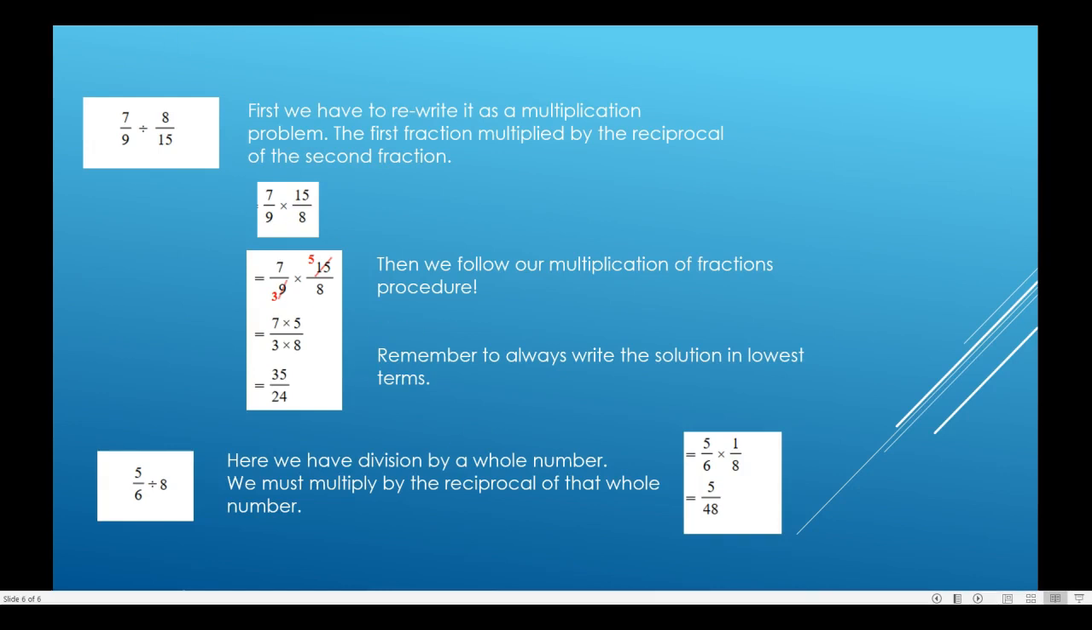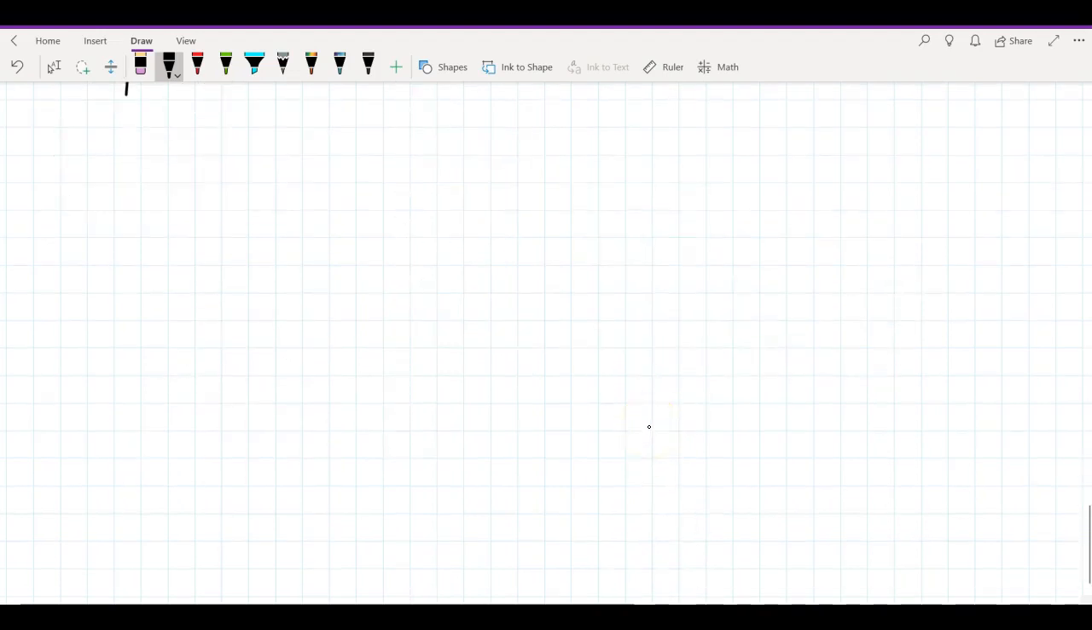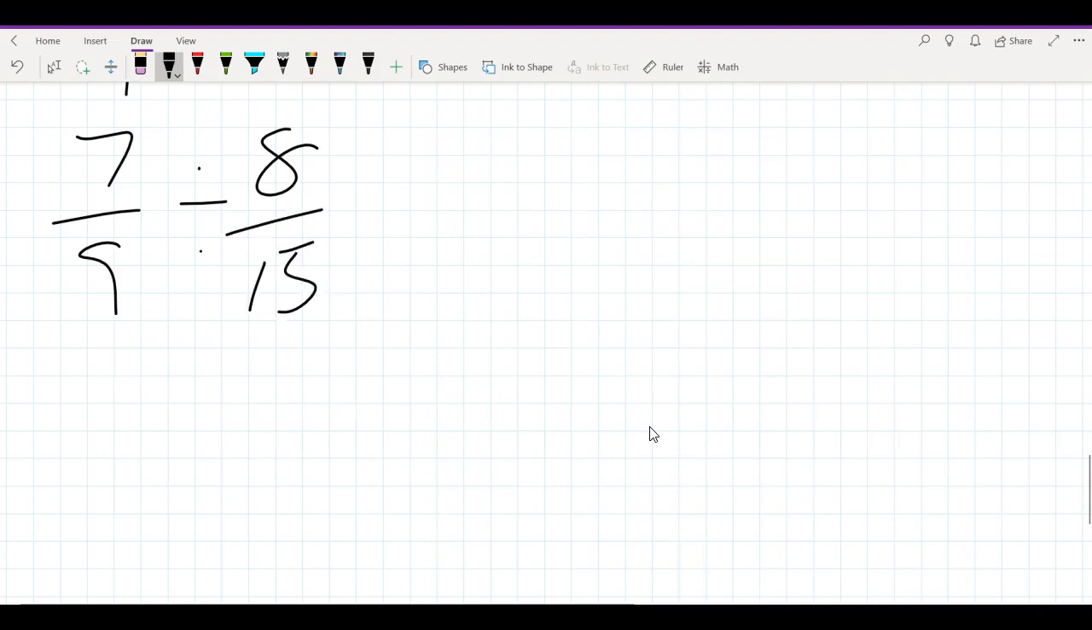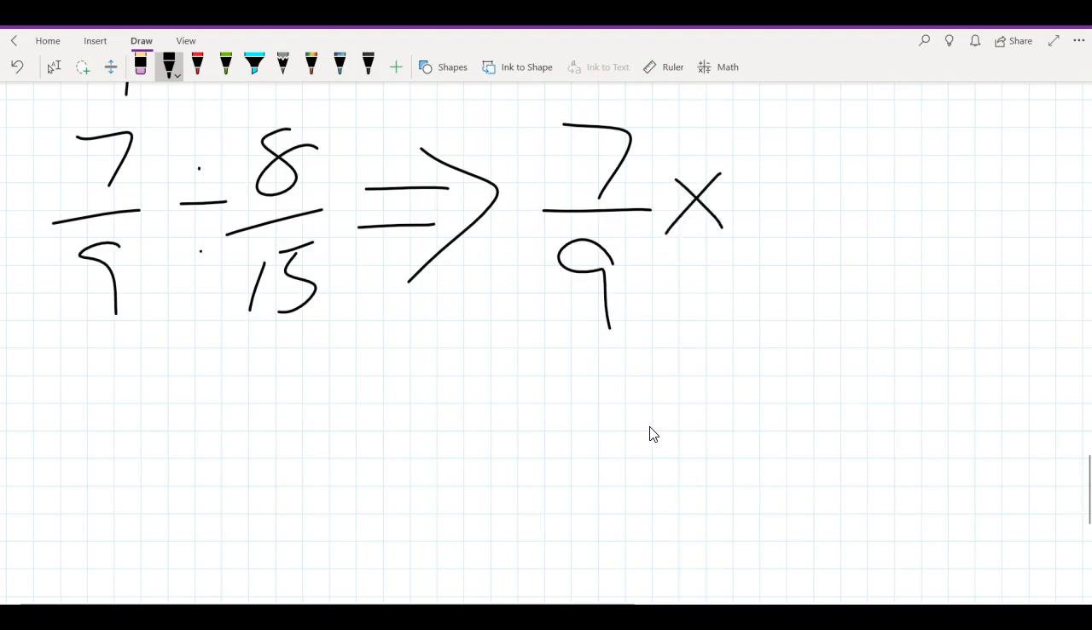So when you're dividing, 7/9 divided by 8/15, this will be turned into a multiplication problem. The 7/9 is a fraction that's being divided. 8/15 is the fraction that's doing the dividing. So we multiply by 15 over 8. Now we've changed our division problem into a multiplication problem, and we know how to multiply. Multiply across the top, multiply across the bottom.